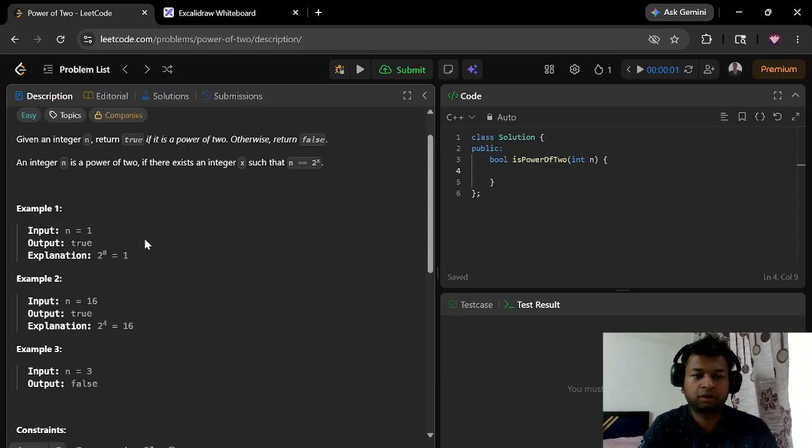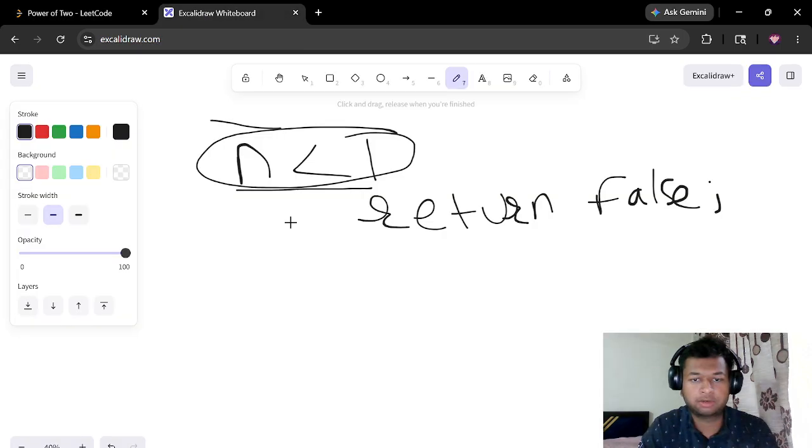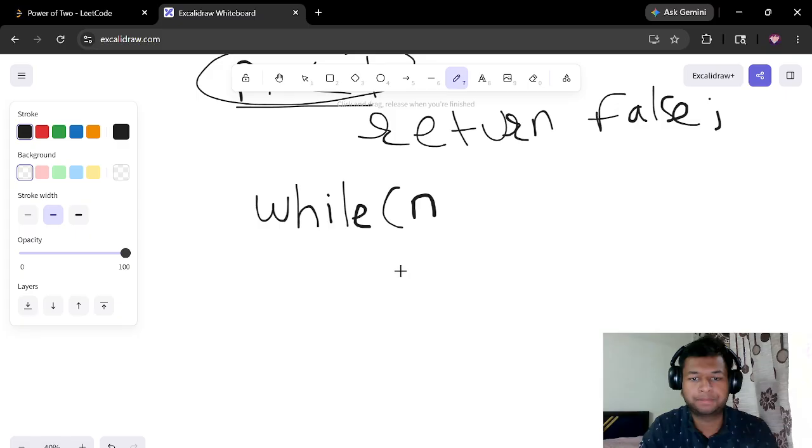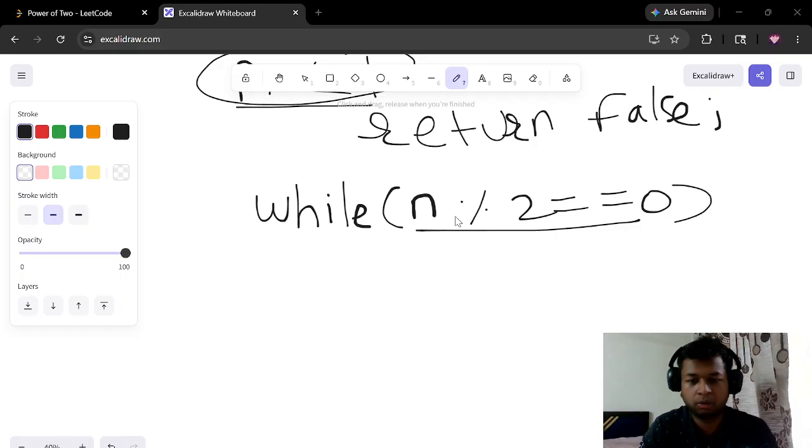After doing this, we need to check whether a number is a power of 2 or not. So to calculate the power of 2, I will run a while loop, because we don't know how many iterations we need here. Inside the while loop, I will check if n is divisible by 2 or not. If n is divisible by 2, I will divide that particular number by 2.